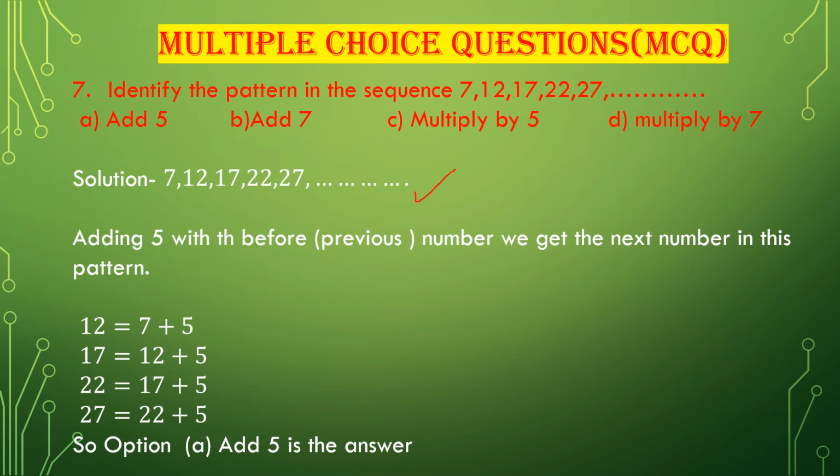12 equals 7 plus 5, the previous number of 12 is 7. 17 equals 12 plus 5. 22 equals 17 plus 5. 27 equals 22 plus 5. So here we add 5 to the previous number, and we get the next number. So option A is correct. Add 5.